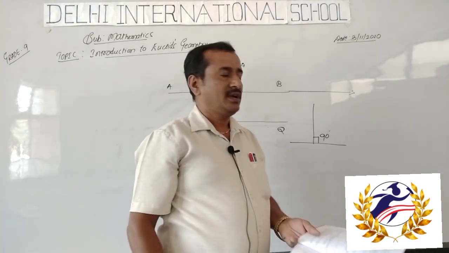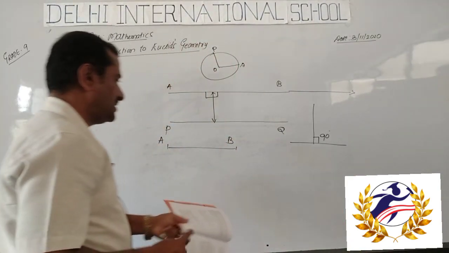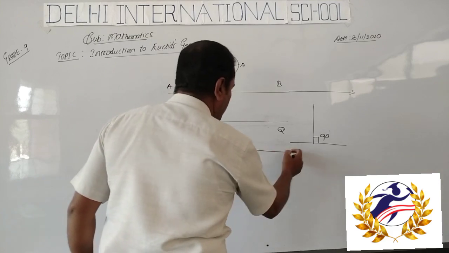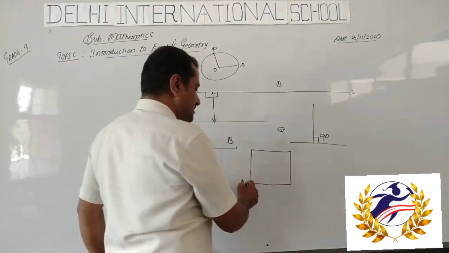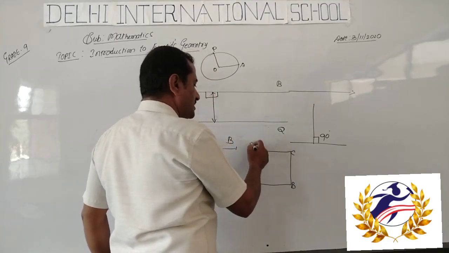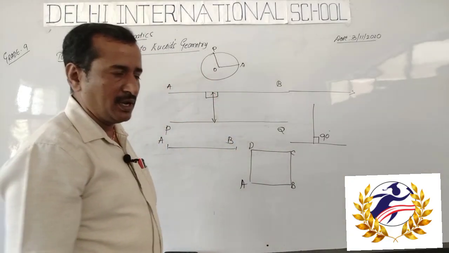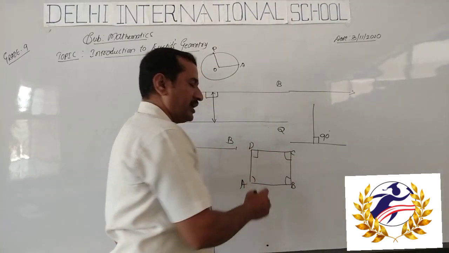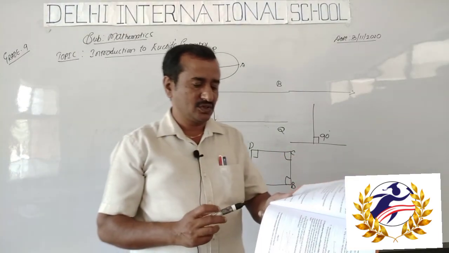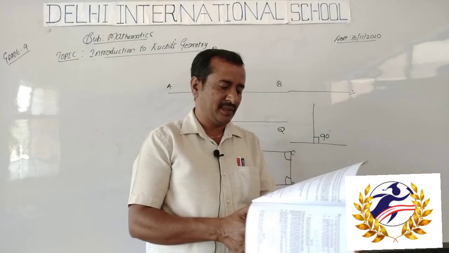What is a square? A square is a quadrilateral, right? A quadrilateral having all sides equal. A square is a quadrilateral in which all the sides are equal and all the angles are equal to 90 degrees, all the angles are right angles. Such a geometrical figure is called a square.